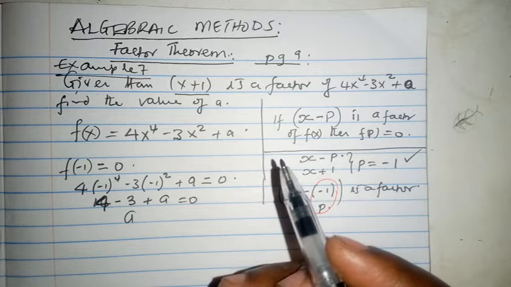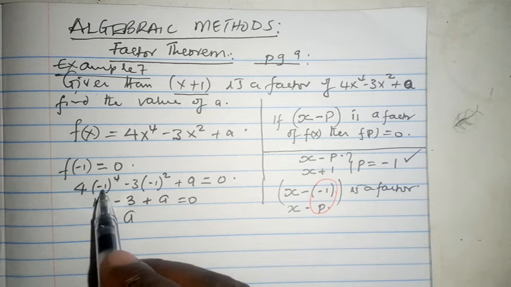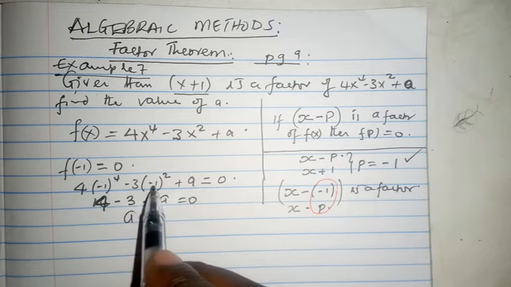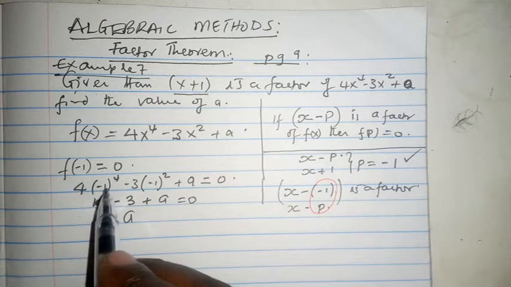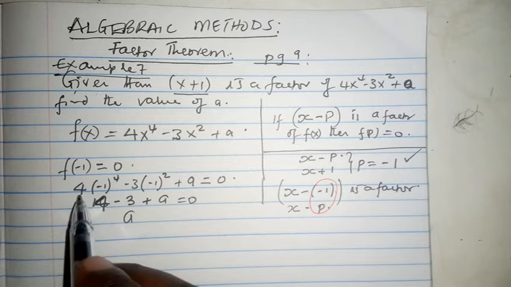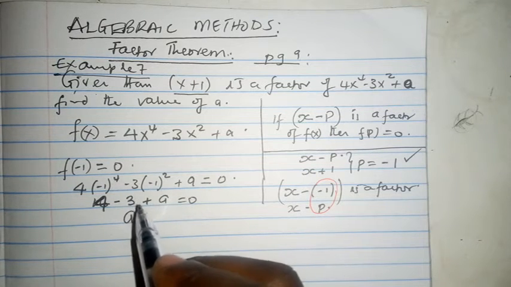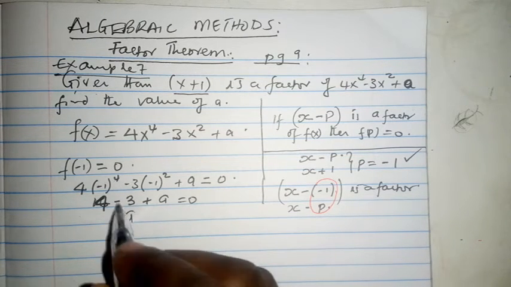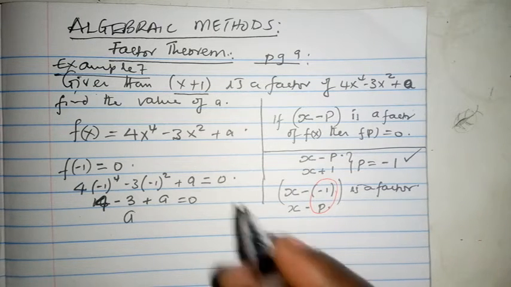So the only thing we need to do now is to simply substitute into the general format for x, and x is negative 1 now: 4 times minus 1 raised to the power 4, minus 3 multiplied by minus 1 squared, plus a. It should give us 0. Minus 1 raised to the power 4 is 1, and of course times 4 it remains 4, and minus 1 squared is 1, times minus 3 gives us minus 3, plus a. This should give us 0.